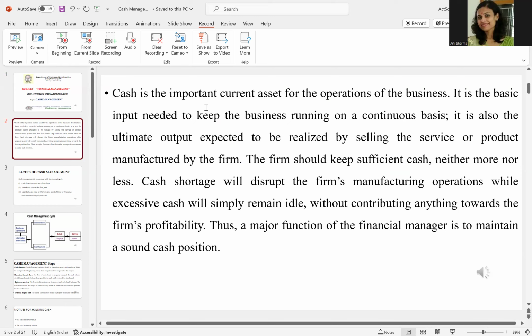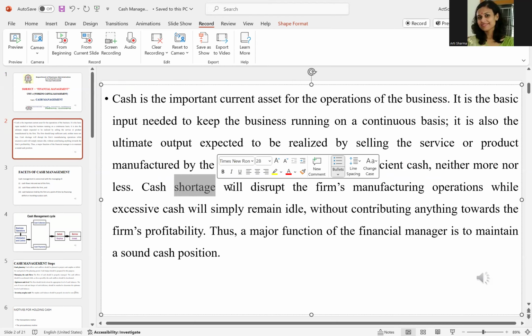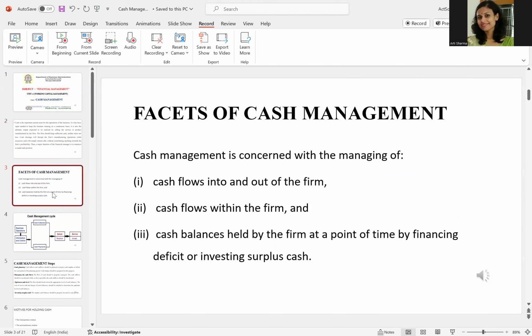And so the proper management, or we can say the proper balance of cash in the organization, is very important. It should neither be short nor be in excess, because the cash shortage will disrupt the firm's manufacturing operations, while the excessive cash will simply remain idle without contributing anything towards the firm's profitability. Thus, a major function of the financial manager is to maintain a sound cash position in the company.